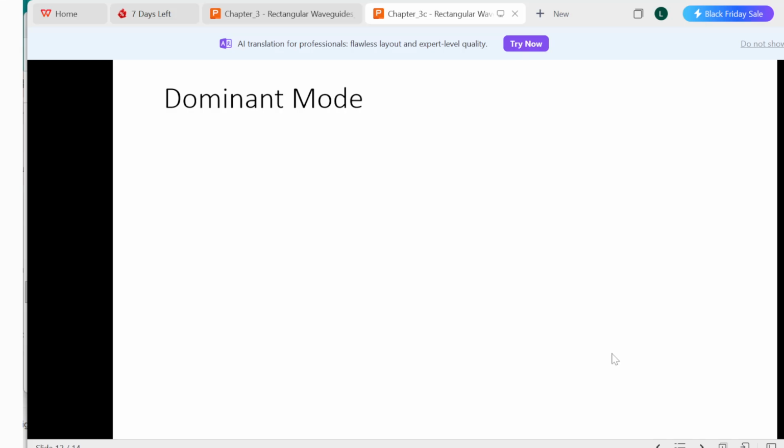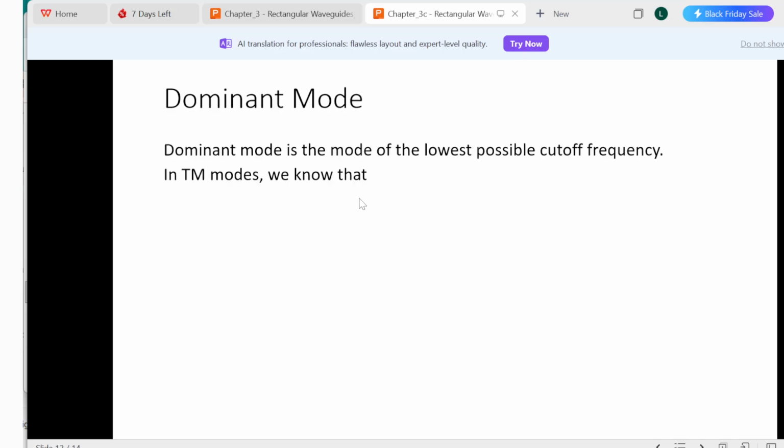Finally, we are going to discuss dominant modes. Dominant modes is the mode which offers the lowest possible cutoff frequency. So you can substitute m or n with the lowest possible number. This number will determine the cutoff frequency.